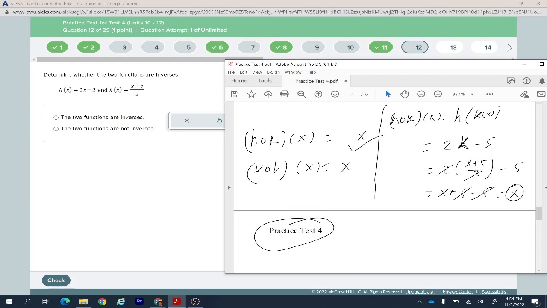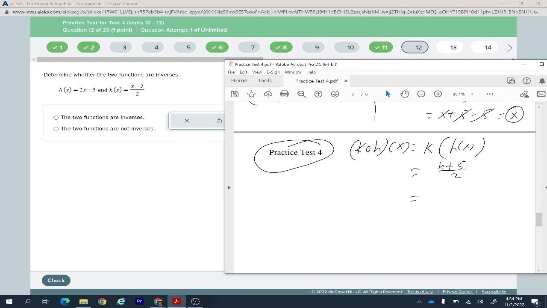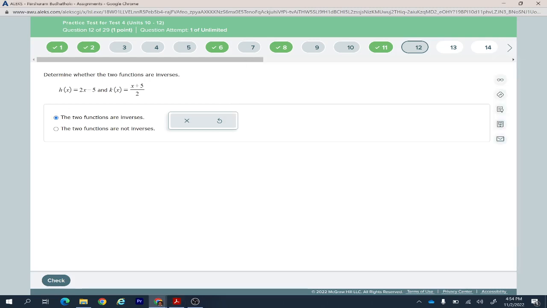We have to do the same thing for the second part, which is k composite h of x, which is finding the value of k at h. So go back to the function k, and wherever you see x in that function, replace that by h, and eventually plug the value of h here, which is 2x minus 5 plus 5. This 5 and 5 cancel out, this 2 and 2 cancel out. So from both directions they are giving you x, so that's why these two functions are inverses of each other.